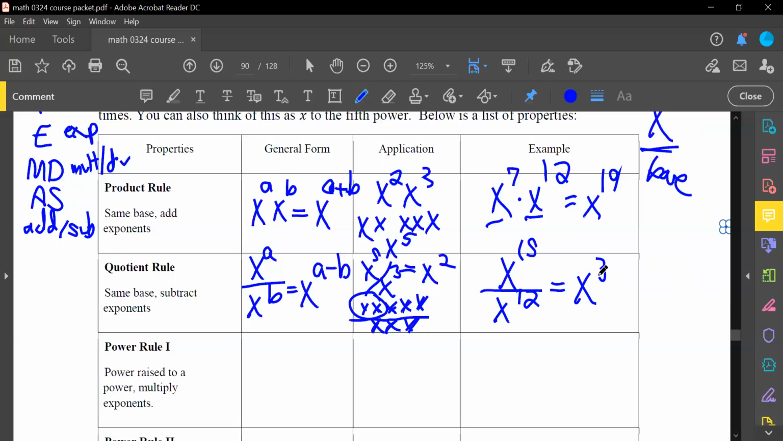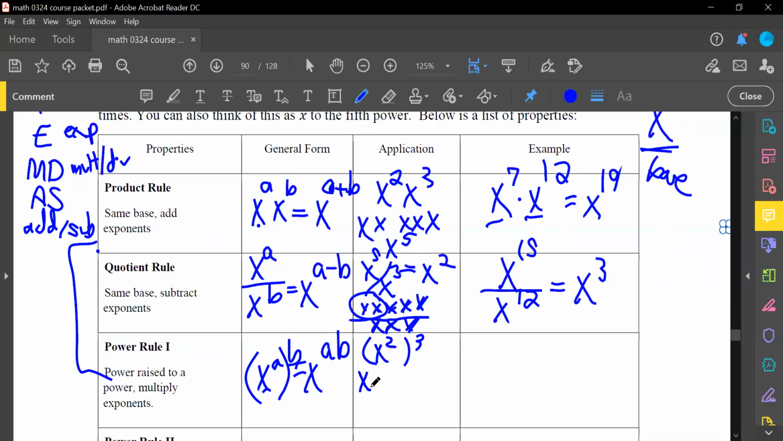All right, the power rule. These two, people tend to mix up, so just be aware of it. x to the a, raised to the b. Here you'll see I only have one base and two exponents; in the product rule I had two bases. When you have x to the a raised to the power b, this is x to the ab. This is where you multiply the exponents when you have a power raised to a power. For example, x squared cubed means x squared times x squared times x squared. So you have a grand total of 2, 4, 6 x's. So it's x to the 6, just like we expect.